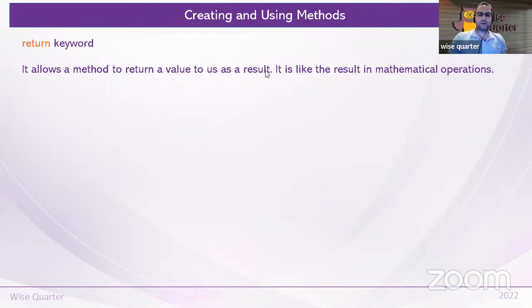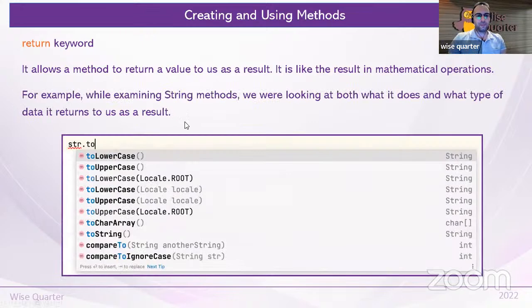If there's a result, the method will return us something. And we should say the data type of that return. If it will return us an integer number, we should say that this method will return an integer. Here, for example, when you use str to lowercase, there is something here at the right side.